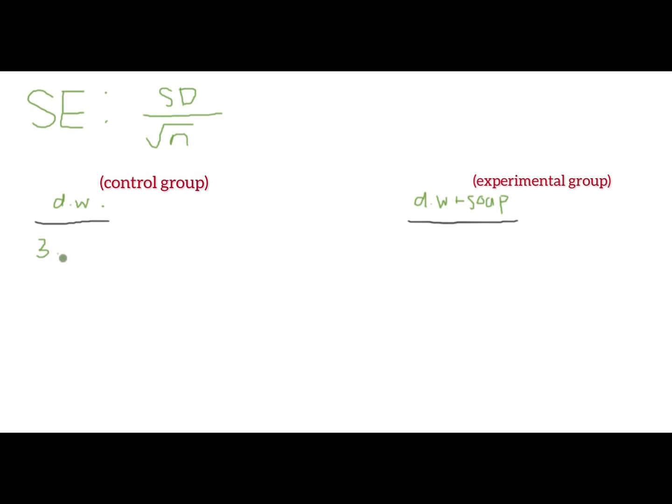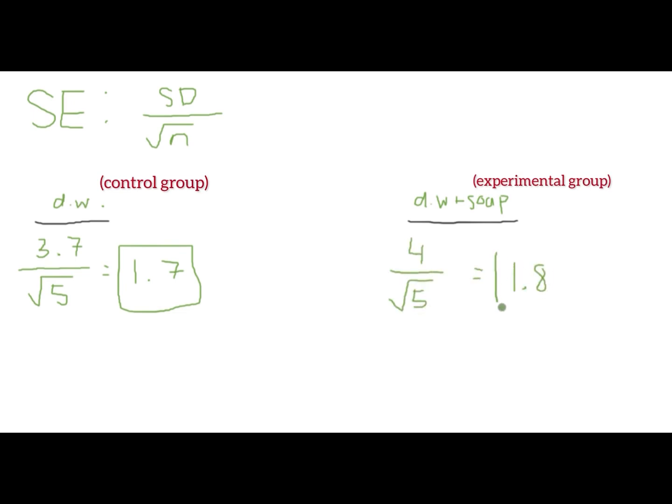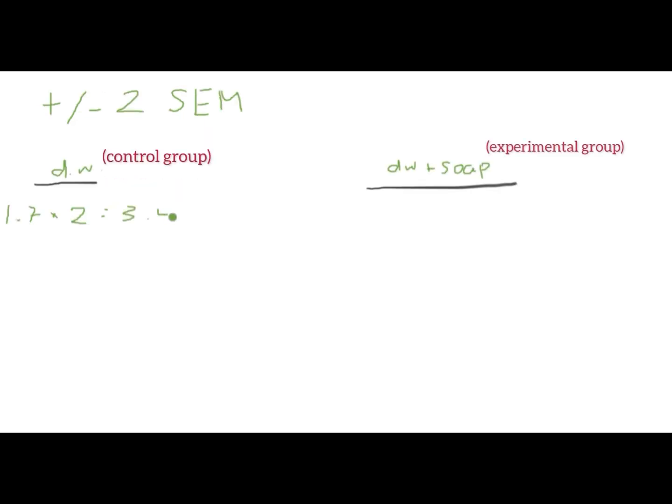And to find standard error, we're just going to take the standard deviation and divide it by the square root of how many trials there were. So for the control group, the standard error is 1.7. And then the standard error for the experimental group is 1.8. So to find 2 SEM, we're just going to double the standard error of each of the groups and add and subtract them to their means.